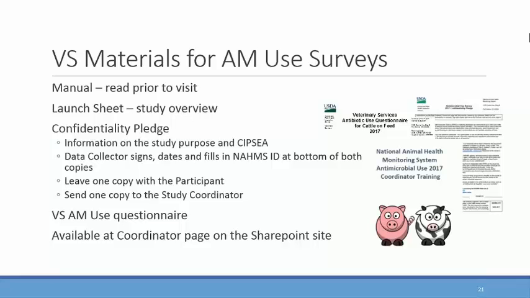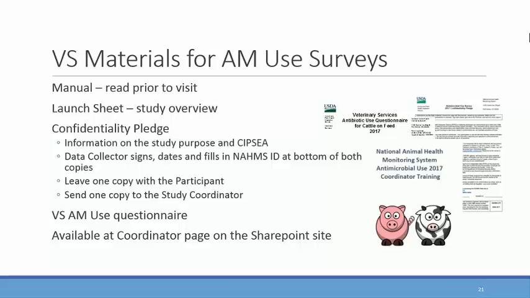The launch sheet is available on the SharePoint site, so we recommend that you have a copy of that when you go out, and you can leave that certainly with the producer. That contains the specifications, the objectives, where they can get further information, the NAHMS survey site, and so forth. So that's a nice piece of information you can leave with the producer. Bill went over the confidentiality pledge there, and so I'm not going to talk about that anymore. And then the questionnaire, of course, that we'll be going over. And all these materials are available at the coordinator page on the SharePoint site.